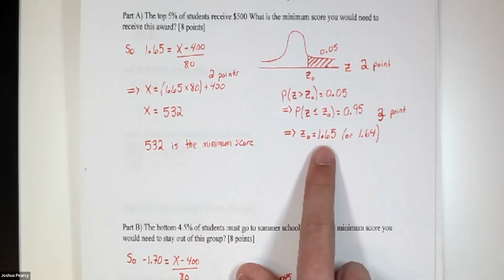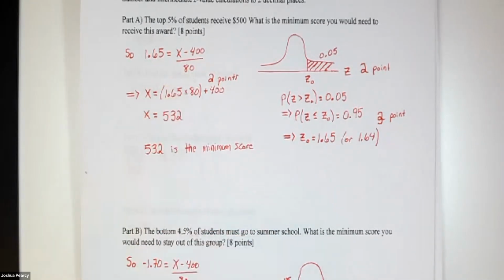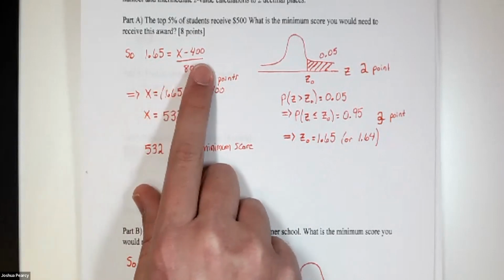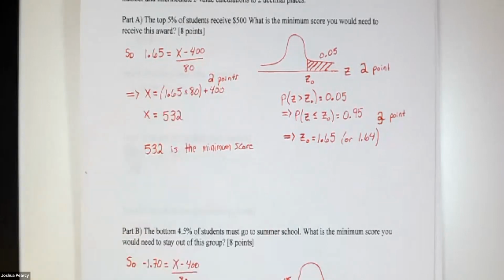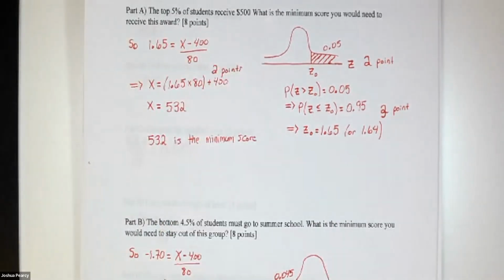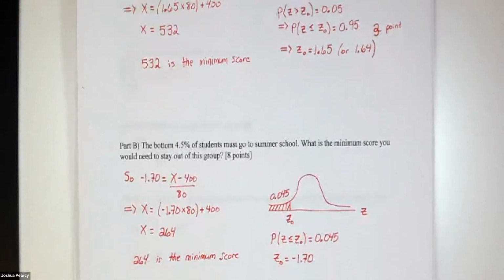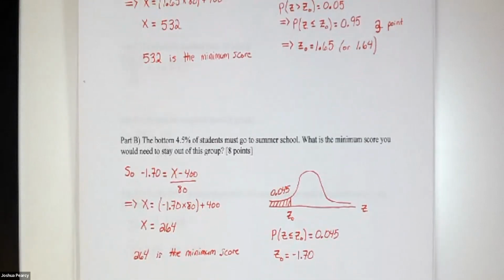So if you take 1.65, then you set this equal to some data value x, which is the minimum, minus the mean over the standard deviation. Then you solve for x by multiplying by 80 on both sides and adding 400, and you get 532. I can't remember what you get if you do 1.64. I think it's maybe the same. It may be close.